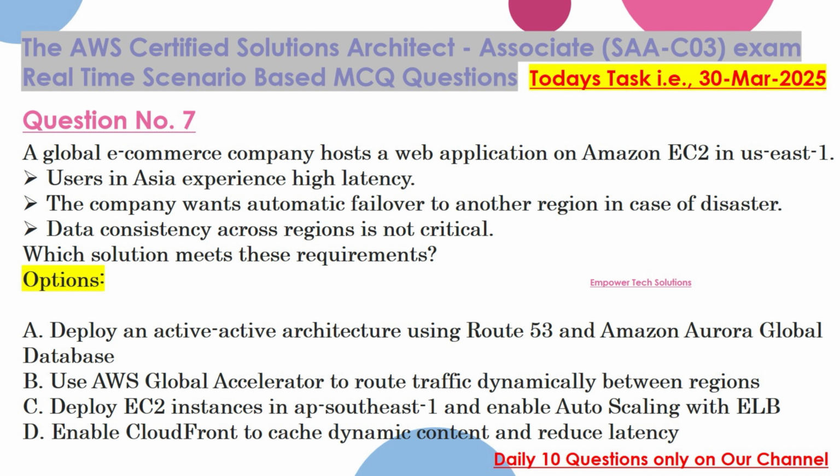Options: A. Deploy an active-active architecture using Route 53 and Amazon Aurora Global Database. B. Use AWS Global Accelerator to route traffic dynamically between regions. C. Deploy EC2 instances in AP Southeast 1 and enable auto-scaling with ELB. D. Enable CloudFront to cache dynamic content and reduce latency.